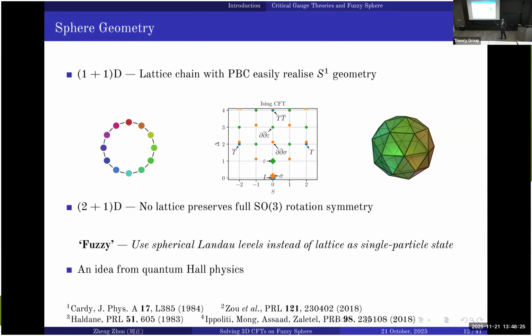That's why we take an alternative approach. We instead fuzzify it. We use the spherical Landau level instead of the lattice as the single particle states. This is an idea that first comes from the quantum Hall physics, from Haldane. In fact, other people call it the Haldane sphere, but Haldane himself calls it a fuzzy sphere. That's why we use this terminology.